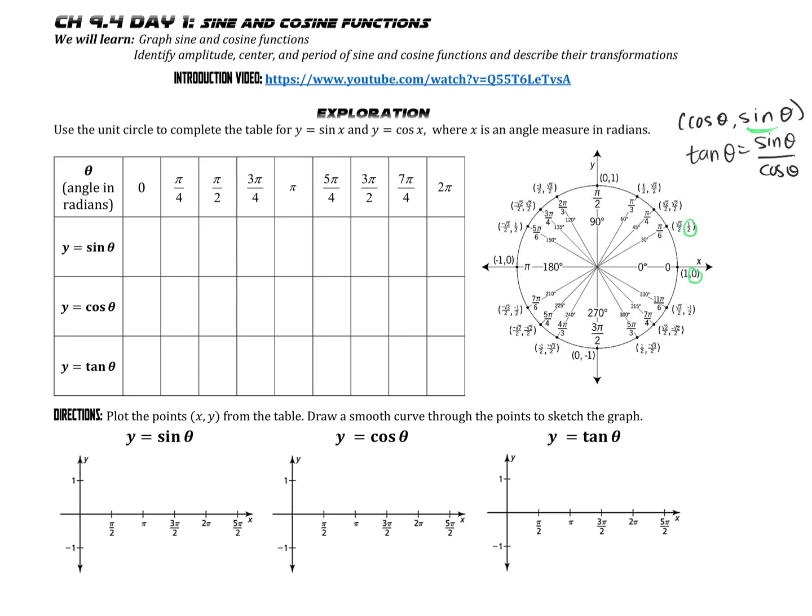So at 0, sine is 0. At pi over 4, we're at root 2 over 2. At pi over 2, we're at 1. At 3 pi over 4, we're at root 2 over 2. At pi, we're at 0. At 5 pi over 4, negative root 2 over 2. At 3 pi over 2, negative 1. At 7 pi over 4, negative root 2 over 2. And back around to 2 pi is 0.